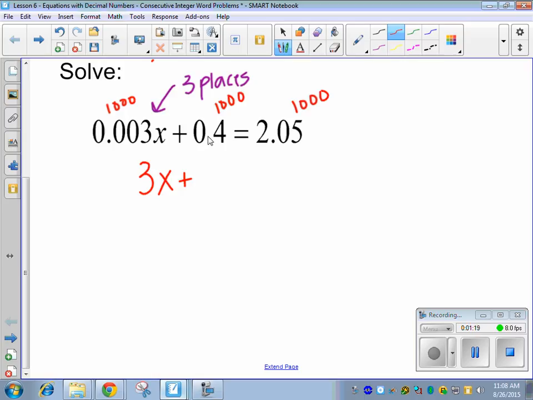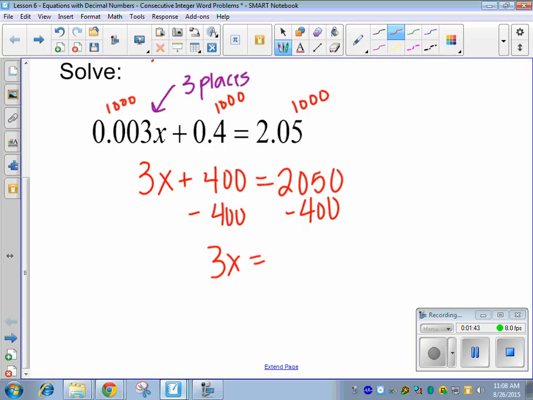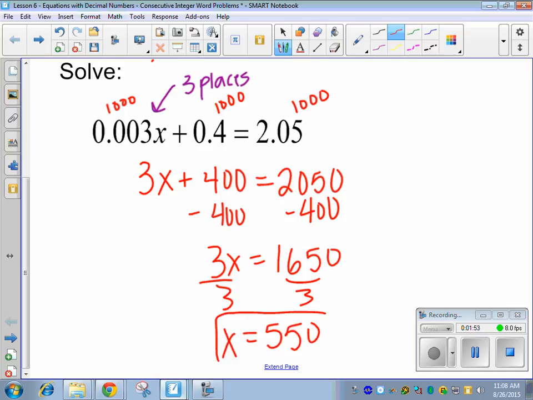And this one, we have to move it over 3 decimal places. So I move it over once, and then I have to add 2 zeros to that. And over here, we're going to move it over twice, and then I have to add another 0, because that's 3 spaces. So I multiplied everything by 1,000, and now this becomes a super easy problem to solve. So we're going to subtract 400 from both sides, so 3x is equal to 1650. And we're going to divide both sides by 3, and we get x equals 550.